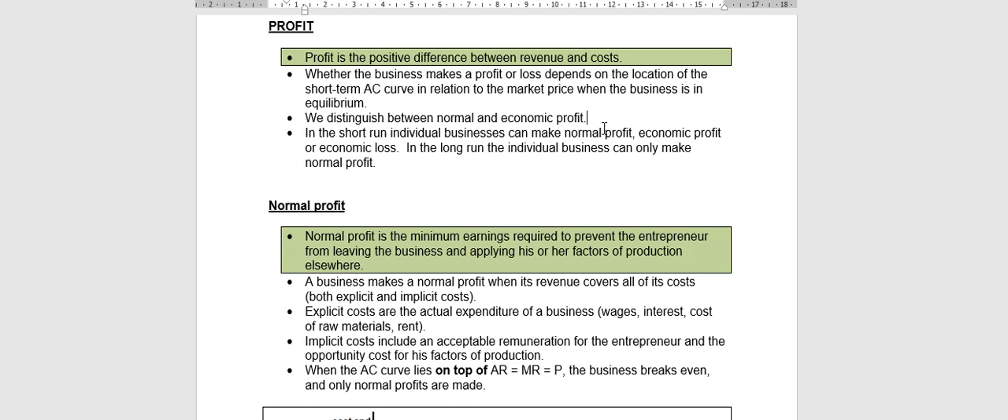Now, for the perfect market, in the short run, individual businesses can have three different profit maximization positions. Okay, in the short run, your individual producer can make a normal profit, they can make an economic profit, and they can make an economic loss. But in the long run, the individual business can only make a normal profit.